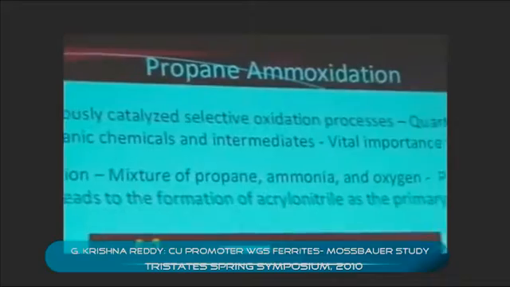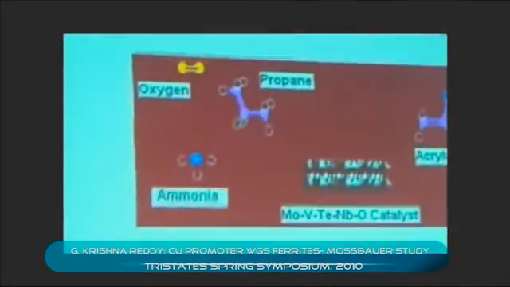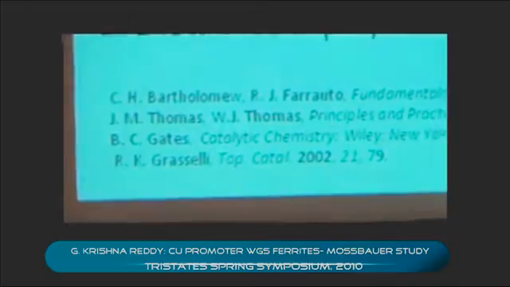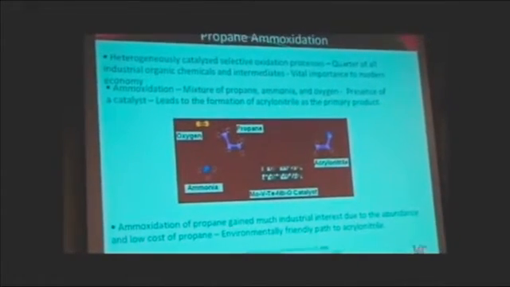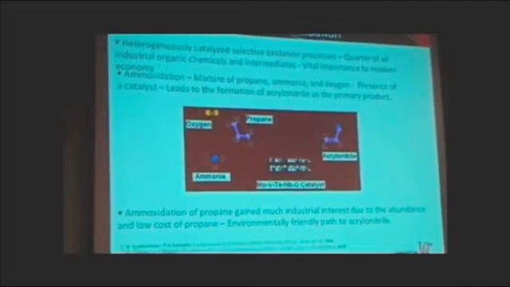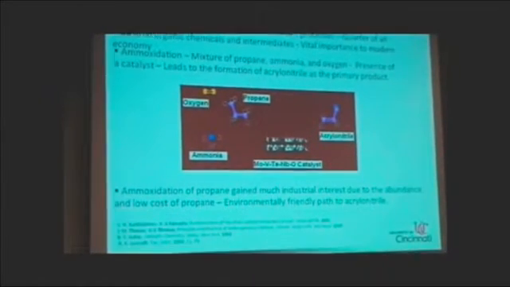This talk also focuses on one of the aspects of heterogeneous catalyst reaction, which is more important nowadays, as it produces almost a quarter of all organic chemicals produced worldwide and is vital for the modern economy. What I'm going to speak about now is the ammoxidation reaction on the surface of this catalyst. So what is ammoxidation reaction? Ammoxidation is a reaction in which a mixture of propane, ammonia, and oxygen in the presence of catalyst gets converted into acrylonitrile. So this is a simple reaction where the propane gets converted into acrylonitrile in the presence of oxygen, ammonia, and this catalyst. This reaction has gained much importance because it involves a less costly propane instead of propene, and it's also one of the environmentally friendly reactions thought to produce acrylonitrile.